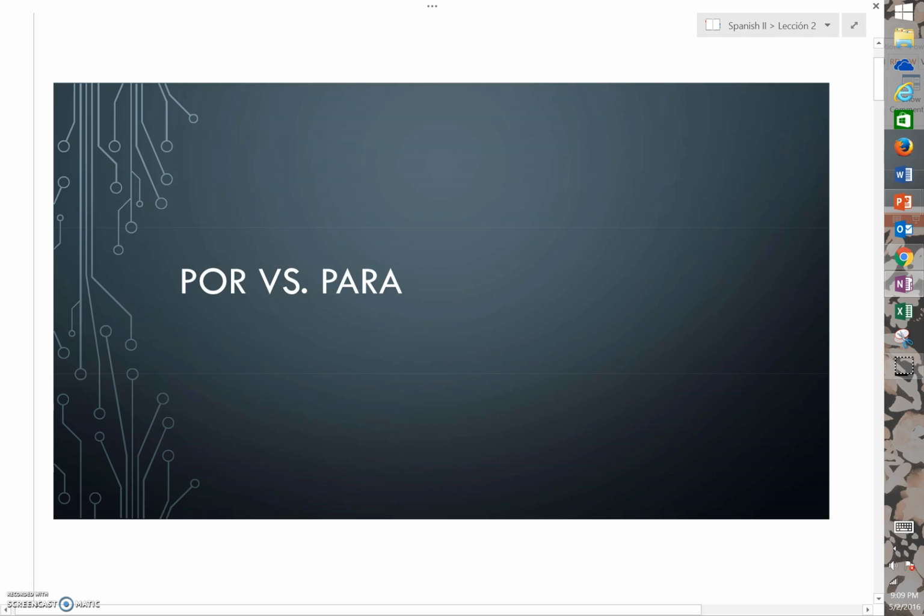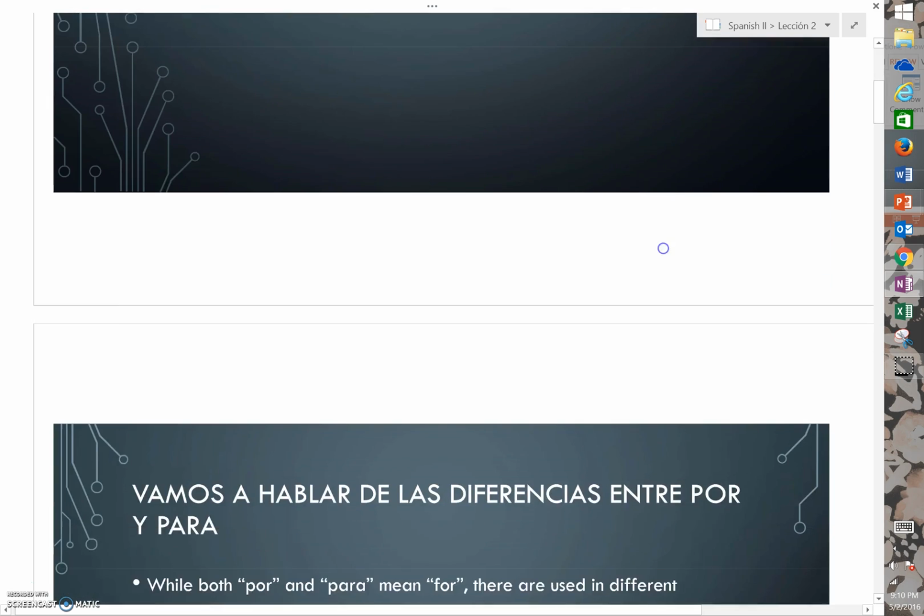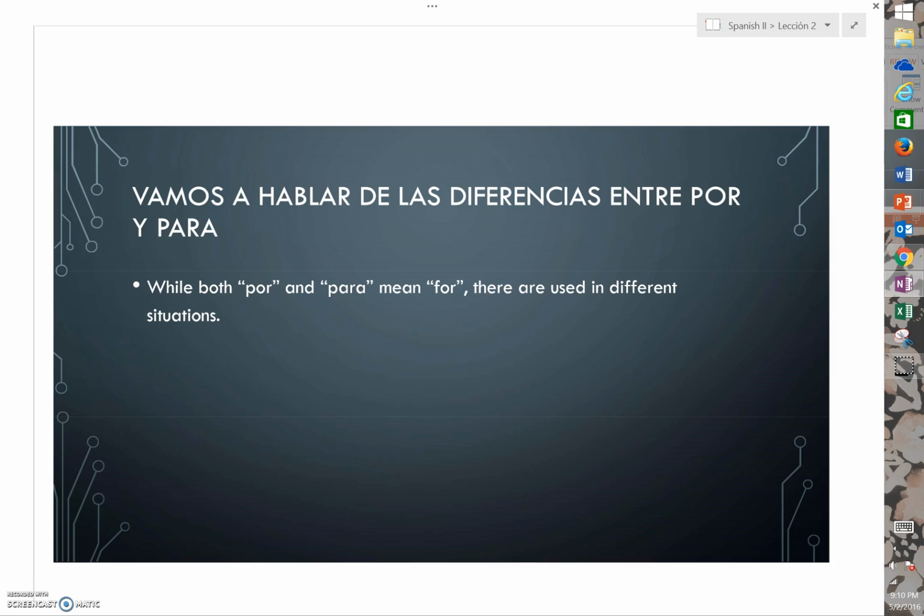I'm sure you've seen por and para in different activities from Spanish 1. I know we've seen them in Spanish 2. But we're going to start talking about what they actually mean and how they're used. Because both por and para mean for. So both por and para can express for, but they're used in different situations. So we're going to learn the different uses of both por and para.